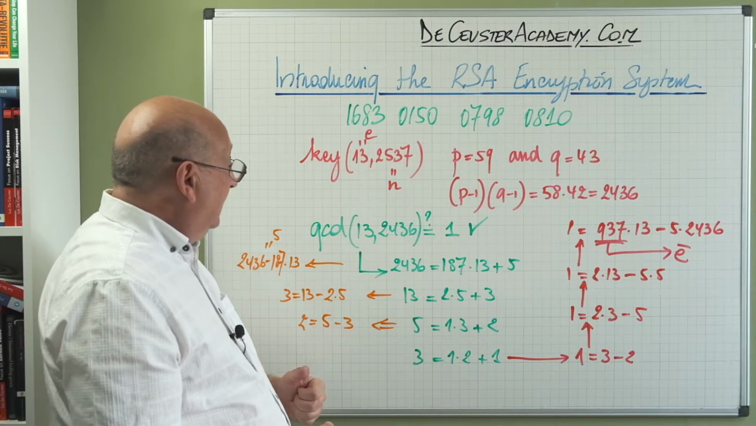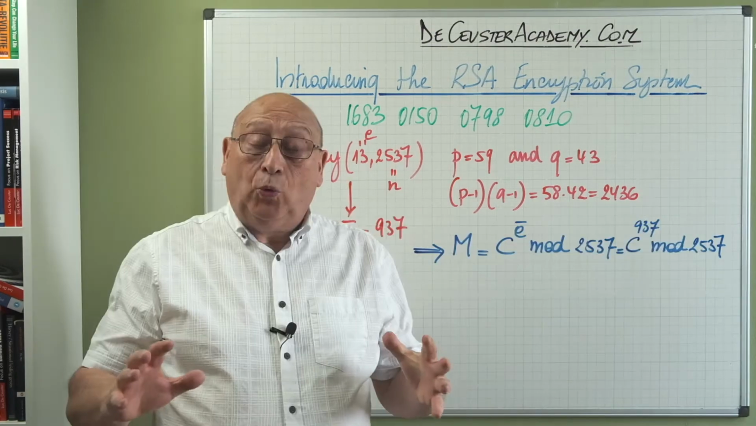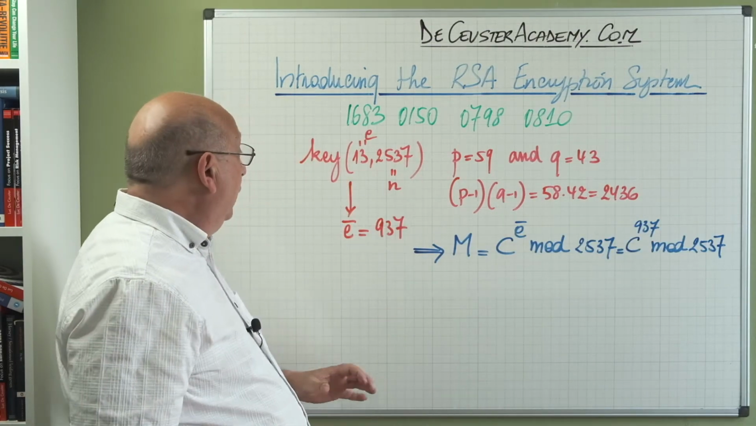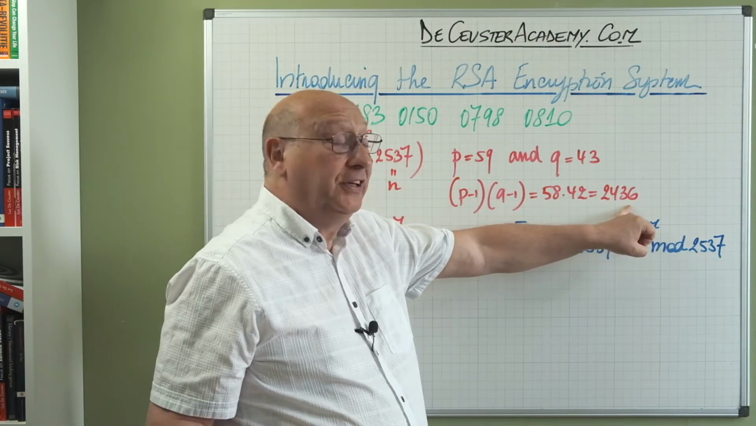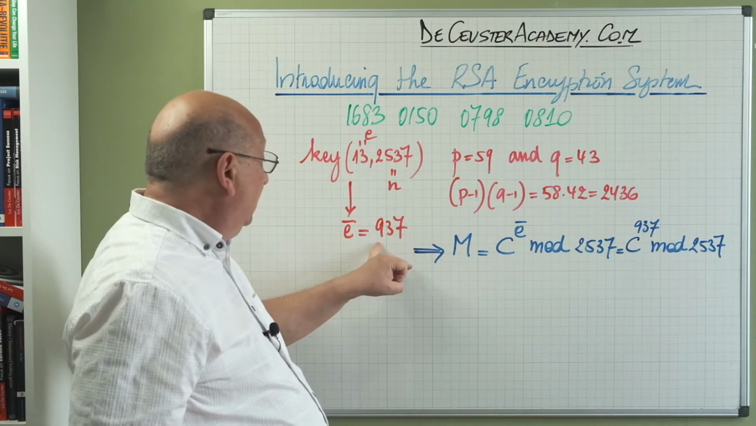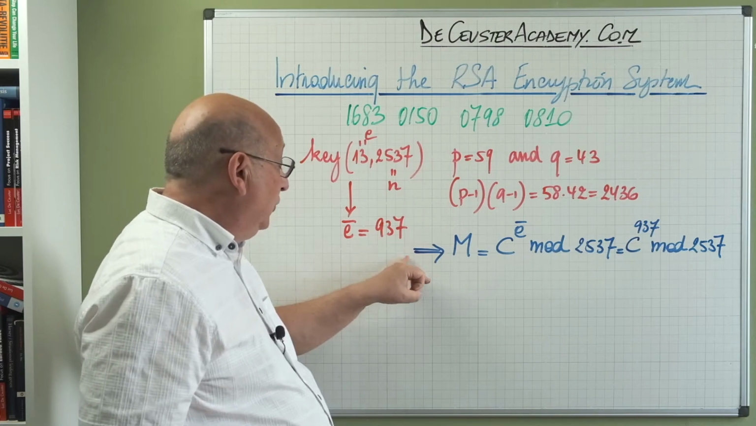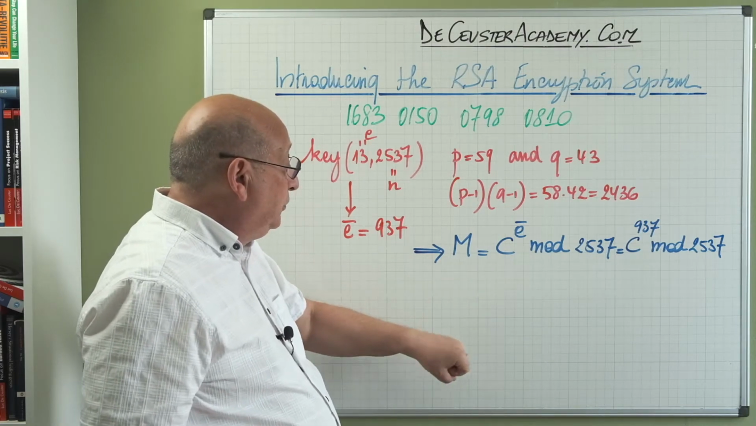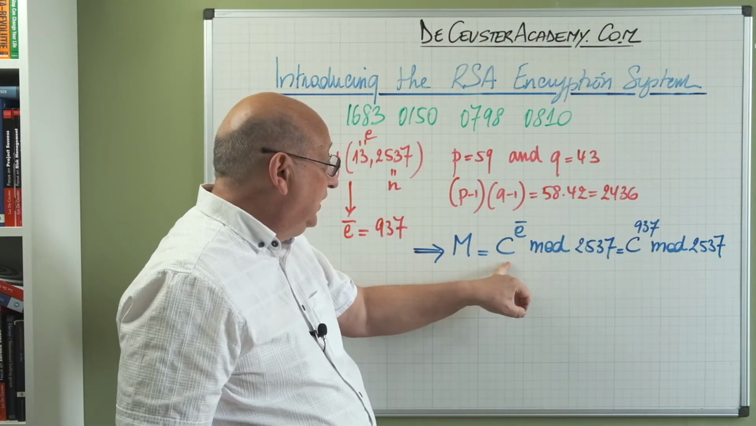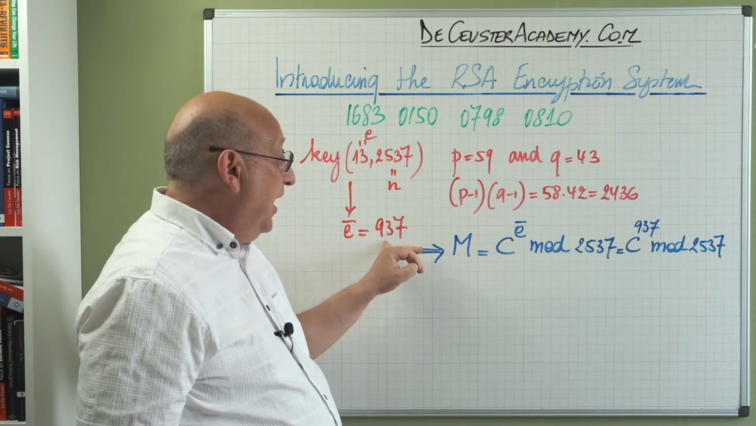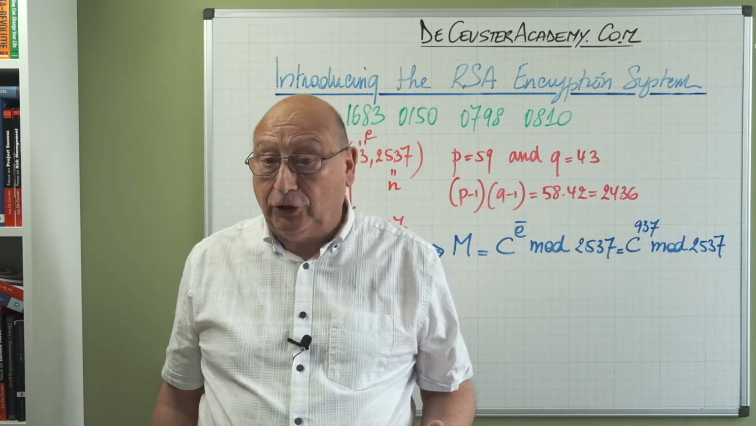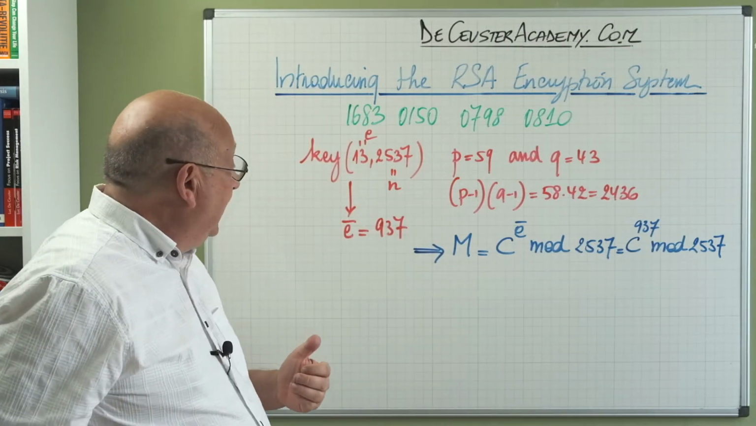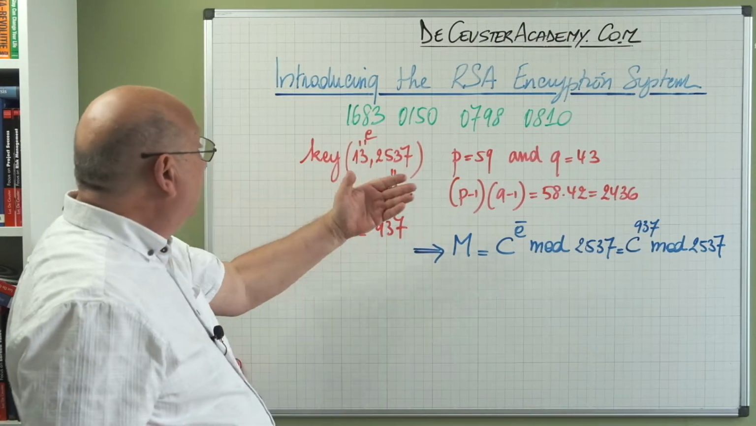Let's do that when I clean this board. We found the modular inverse of 13 modulus 2436, which is in fact 937, which gives us the decryption formula to be equal to C to the power of 937 modulus 2537. What remains to do is to decrypt this number.